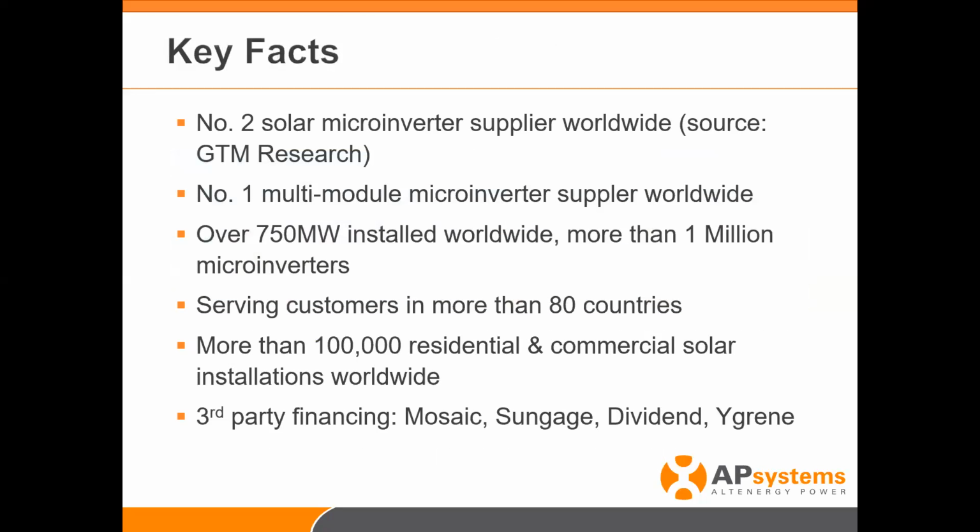Some key facts about AP Systems: we're the number 2 solar microinverter supplier worldwide, according to GTM. We're the number 1 multi-module microinverter supplier worldwide. We now have close to 1 gigawatt installed globally and close to 2 million microinverters installed. We serve customers in more than 80 countries and over 100,000 residential and commercial solar installations. We're also available on some third-party financing AVLs, including Mosaic, SunGage, Dividend, and Y-Green.